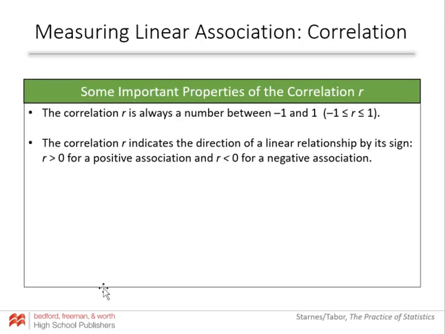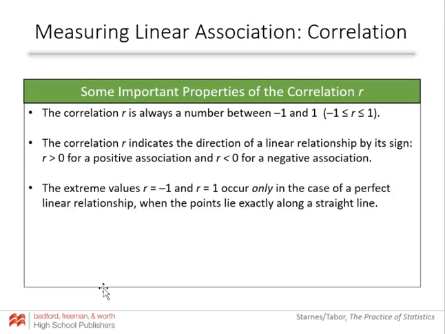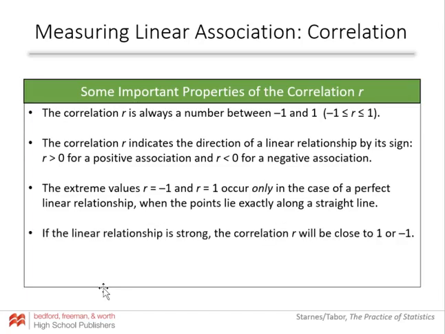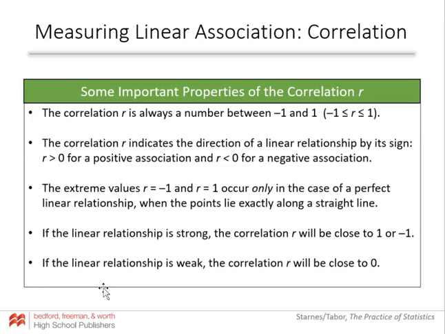It can tell you the direction. If it's positive, then R will be a positive number, and if it's negative, R will be a negative number. -1 and +1 would be perfect correlations, where the points are exactly in a straight line. That rarely happens, so the closer we are to either 1 or -1, the stronger the relationship is. So 0.9 is a really strong relationship. When we get closer to 0, the relationship is weak.